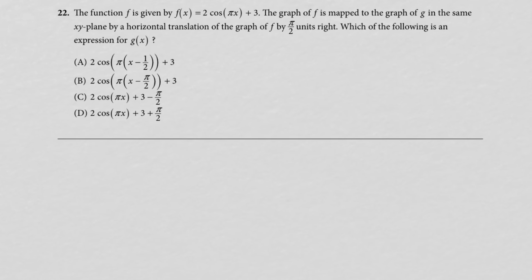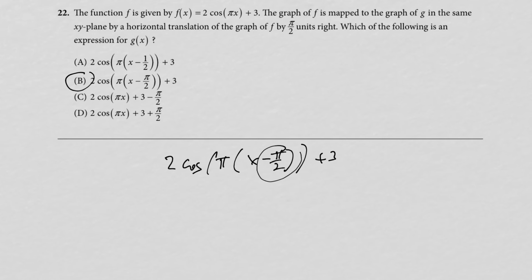Okay, here's a cosine graph. The graph of f is mapped to the graph in the same xy plane by a horizontal translation. So it's moved pi over 2 units to the right. So when that happens, we just replace the x with an x minus pi over 2 in parentheses. And that is why the answer is choice B.